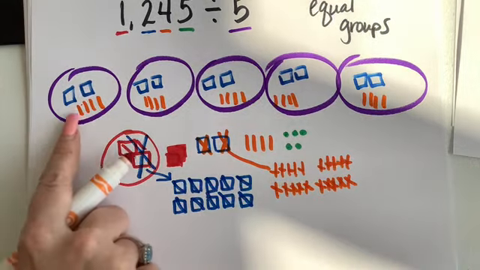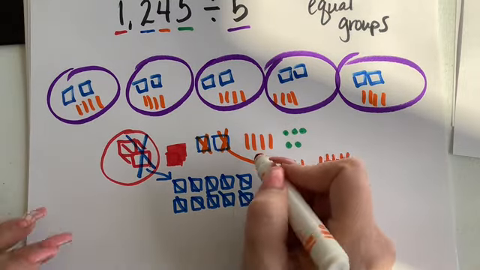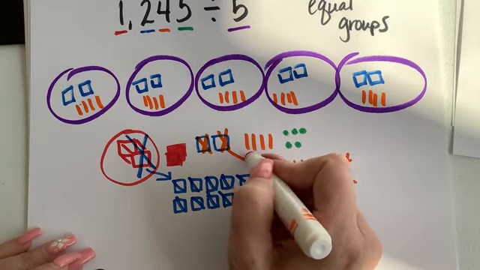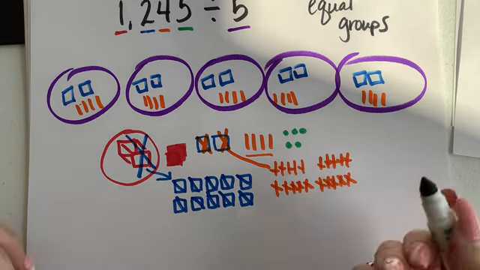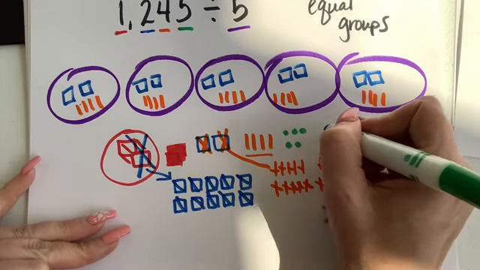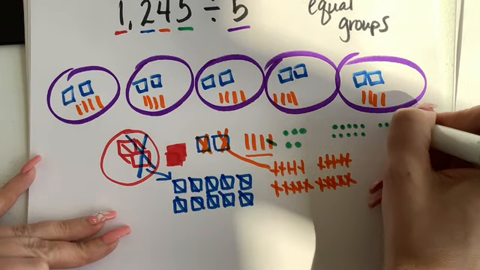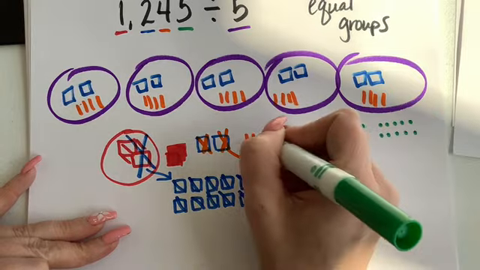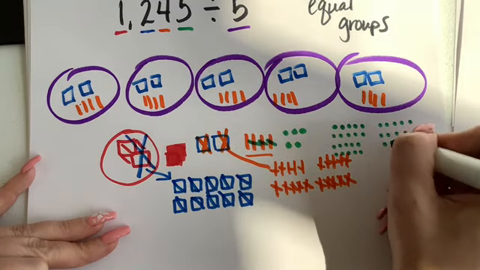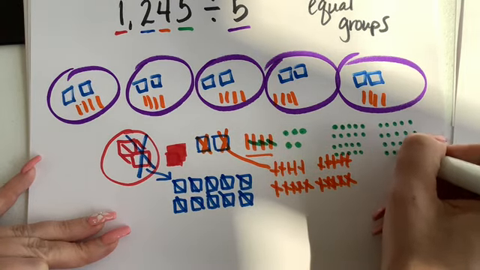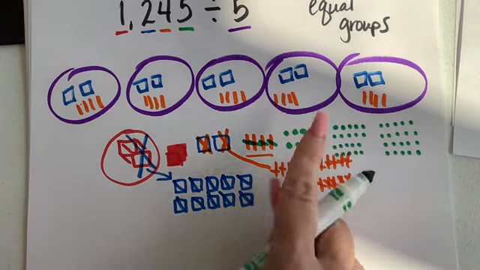Okay, so it looks like I have 2 hundreds and 4 tens in each one of my groups. Now, I'm looking, I have 5 groups, but I have 4 tens. So what do you think is going to happen here? Absolutely, a whole lot of regrouping. So for every 10, I'm going to get 10 ones. Okay, so I'm going to start with these and I'm going to share them.